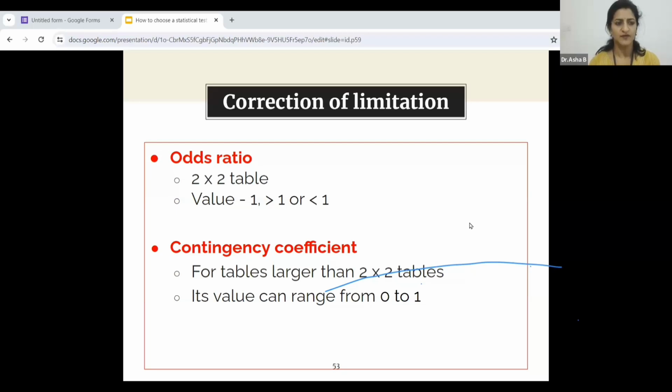On the other hand, we have one more thing called contingency coefficient, which can be used for tables which are larger than 2 cross 2 tables. So when we have 2 cross 2, go for odds ratio. When we have larger contingency tables, then we have to go for this contingency coefficient. So this value ranges from 0 to 1, where it says no association if it is 0 value, and perfect association if it is 1.